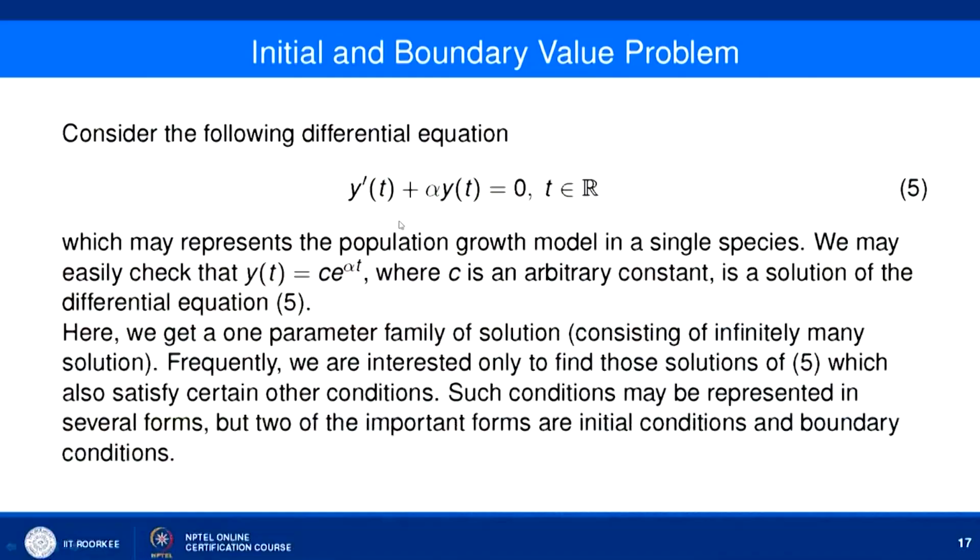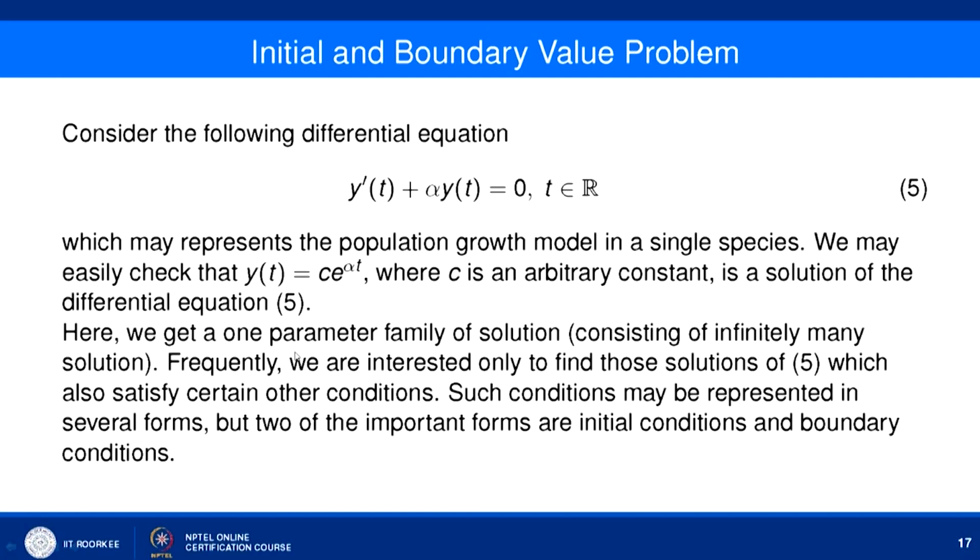So, consider the following differential equation: y dash t plus alpha y t equal to 0. Here, this is a linear differential equation given to us. Here t is the independent variable belonging to R, and it may represent the population growth model in a single species. We have already discussed that this represents a population growth model in a single species, and we may easily check that y t equal to c e to power alpha t, where c is an arbitrary constant, is a solution of differential equation 5.